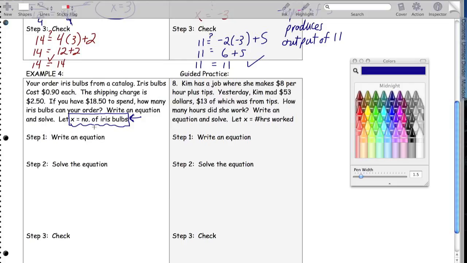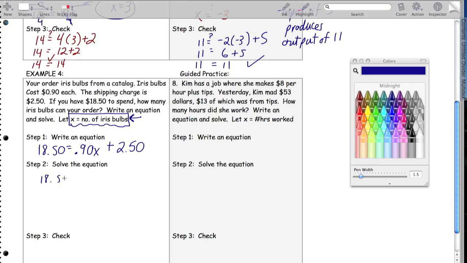So write an equation. They're telling us that we have a total of $18.50 to spend. That's our y. That's our total output we are able to put out. Now, each iris bulb is going to cost us 90 cents. So we're going to do 0.90 times x. You don't need to put that 0 there, but you're welcome to. And then the shipping charge is $2.50. So this should be our equation.